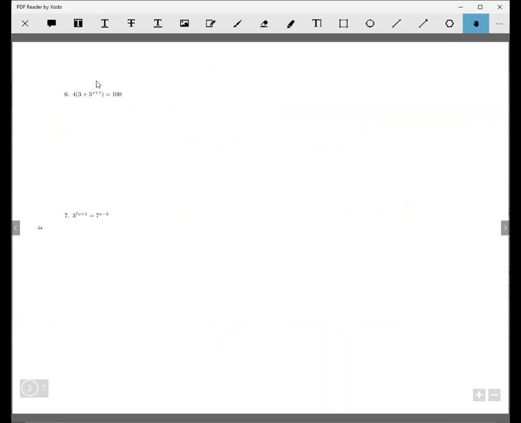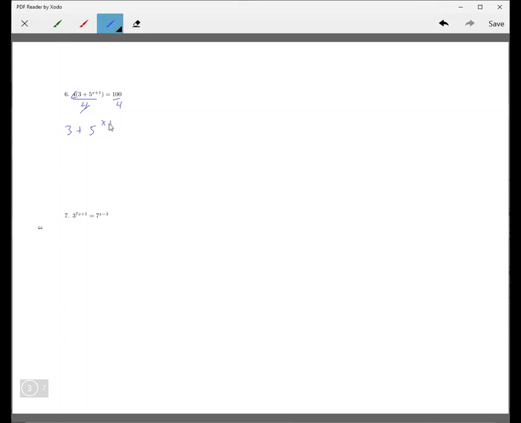Okay, let's look at number 6. So we have another exponential equation. So what you want to do here is, first of all, there's this 4 here. So let's divide everything by 4. And that eliminates that, right? So we just have 3 plus 5 to the x plus 1 equals, and 100 divided by 4 is 25. And now it's not quite isolated yet. We have this 3 here, so subtract 3 from both sides. And 25 minus 3 is 22. Okay, so 5 to the x plus 1 equals 22.